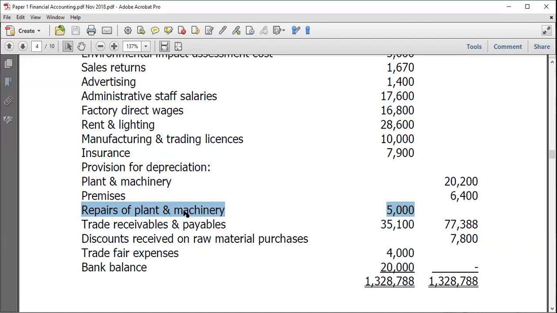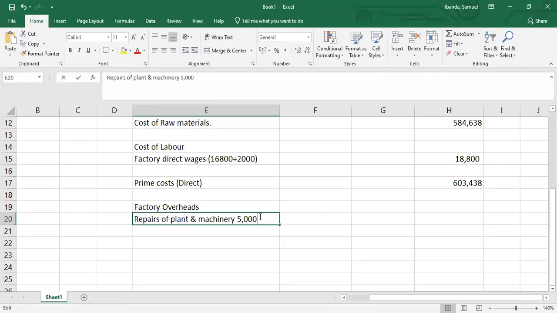Now, plant and machinery, why I'm putting it under factory is because what's the use of plant and machinery in a manufacturing company? It's basically for the factory. So it's an expense that relates to the factory. So I'll just come to here and put my plant and machinery, and I'll pick the figure and I'll record it here so that I can record the total in here.